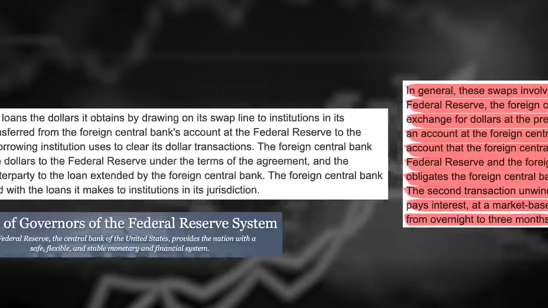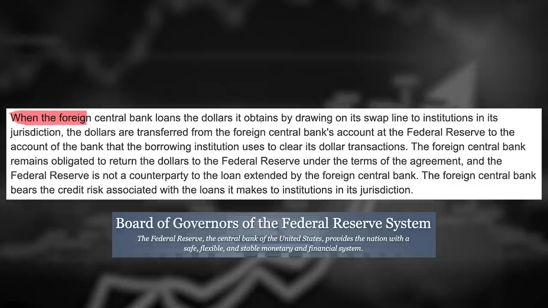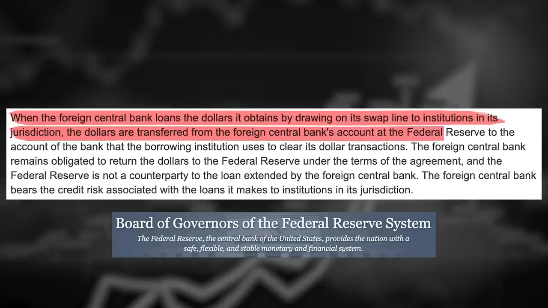Now, this next part is very important. When the foreign central bank loans the dollars it obtains by drawing on its swap lines to institutions in its jurisdiction, the dollars are transferred from the foreign central bank's account held at the Federal Reserve to the account of the bank that the borrowing institution uses to clear its dollar transactions. Now, if that doesn't make sense, I'll explain it in just a moment on the whiteboard.